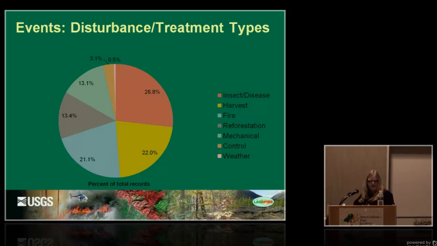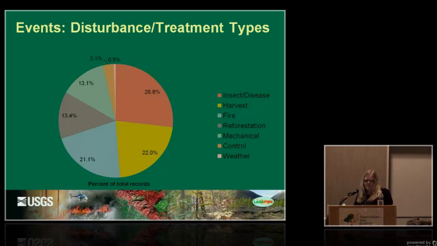Reforestation and mechanical each account for about 13% of the data. Reforestation is any seeding or planting events, and mechanical is a catch-all term for a lot of different activities related to fuels reduction or site prep. Some things included are thinning of fuels, lop and scatter, and mastication. That's all included in mechanical. Control treatments are treatments where we use biological or chemical agents to control unwanted plants and diseases, and then weather, any type of weather event that might change fuels or vegetation.